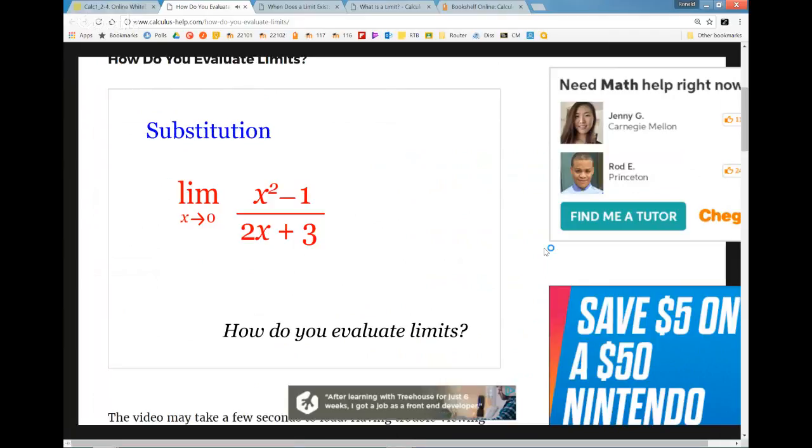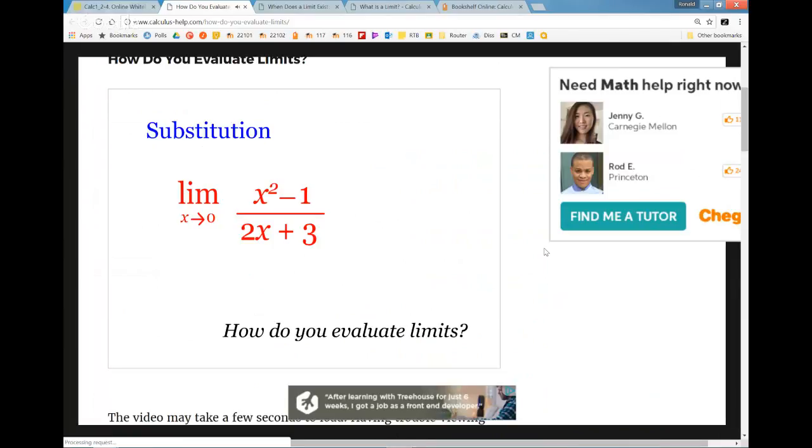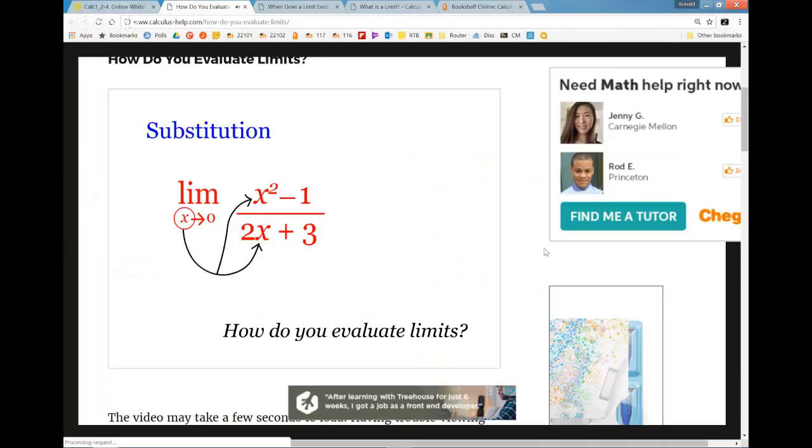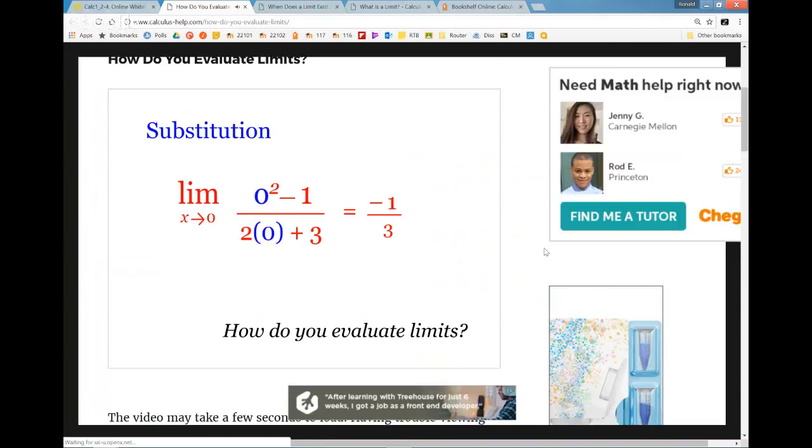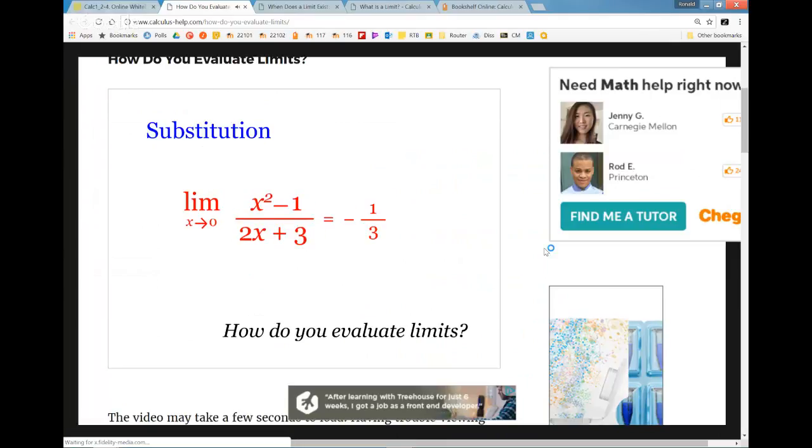We'll take an example. Here's one. The limit as x approaches 0 of the fraction x squared minus 1 divided by the quantity 2x plus 3. In order to evaluate this limit, all you've got to do is plug in 0 everywhere you see an x. So we'll put in 0 in the numerator and in the denominator, and we end up getting negative 1 divided by 3. So our limit is negative 1/3. It's as easy as that.